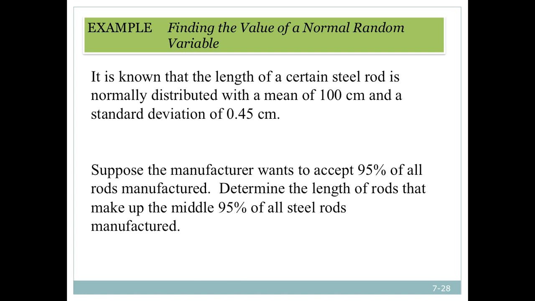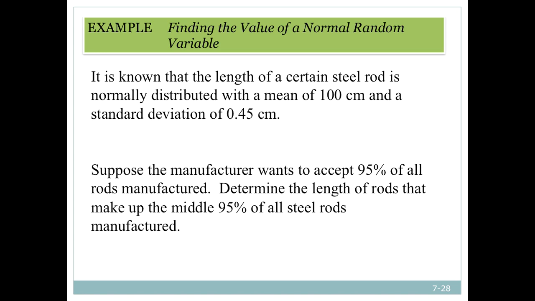Okay, let's do one other example. This is kind of the hardest type of example in this section, but this is still one where we have to look up in the body of the table, but it's a little different. So it's known that the length of a certain steel rod is normally distributed with a mean of 100 centimeters and a standard deviation of 0.45 centimeters. And let's suppose that the manufacturer that we're working with wants to accept 95% of all the rods that are manufactured. So they only want to have to reject 5%.